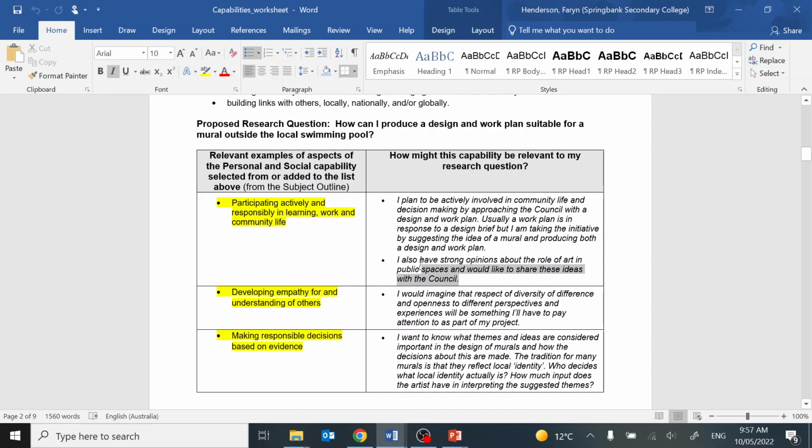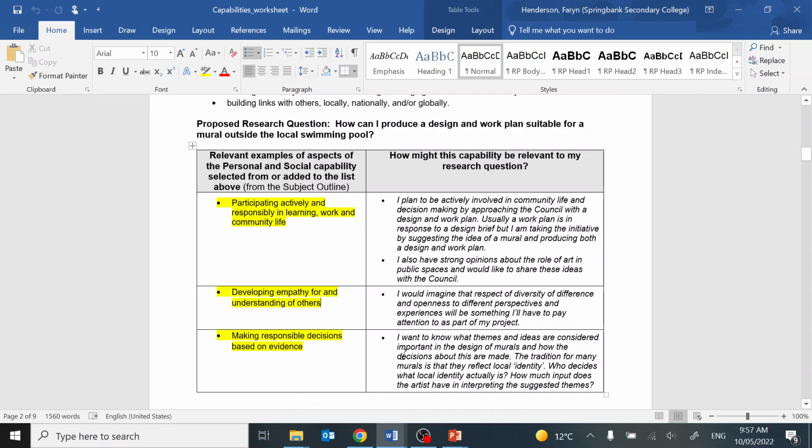They're talking about, and then they go on to talk about how they have a strong belief of the role of art within public spaces. Developing an understanding, so this is respect for diversity. So you need to respect diversity and difference. You need to be open to different perspectives. And then making responsible decisions.